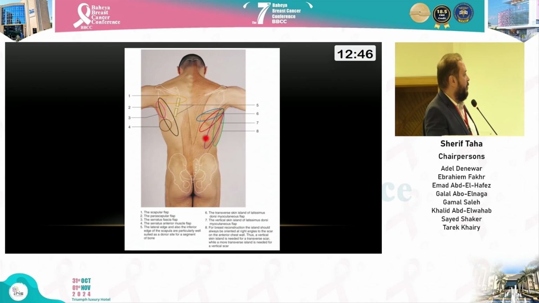This is the diagram demonstrating the different skin paddle techniques that have been described in LD flap reconstruction. Not all are used for breast reconstruction. We all know how versatile and reliable this flap is, and it's used in a number of reconstruction techniques all over the body, like the head and neck, breast, and even for free flaps. This type of skin paddle is usually used in the free flaps and in breast.